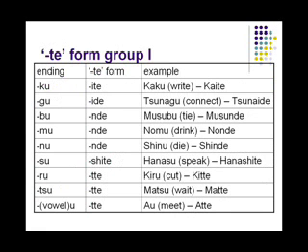The table here gives the te form for the group 1 verbs. You have 9 subgroups here. The last but one character is different. Examine this list closely. Note the following.